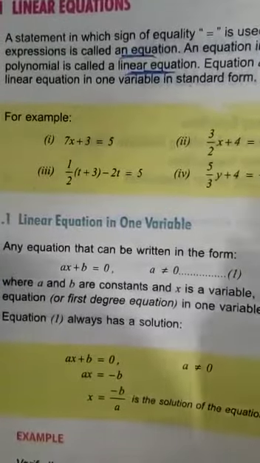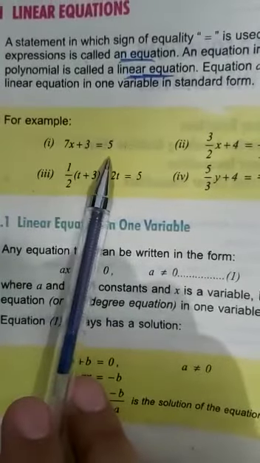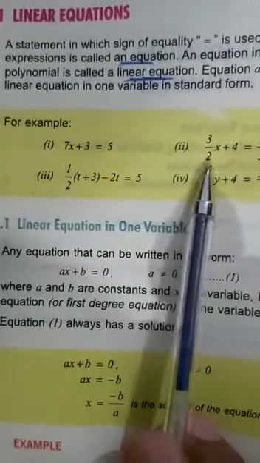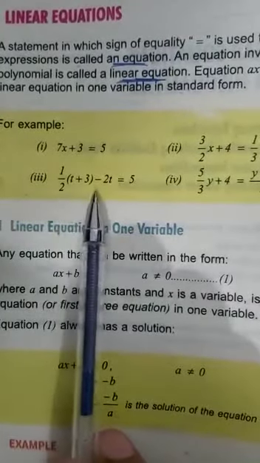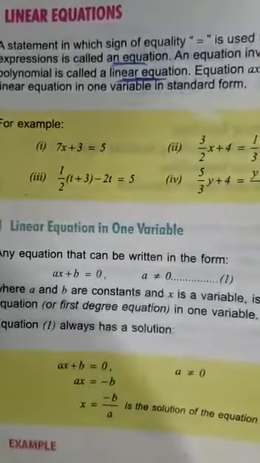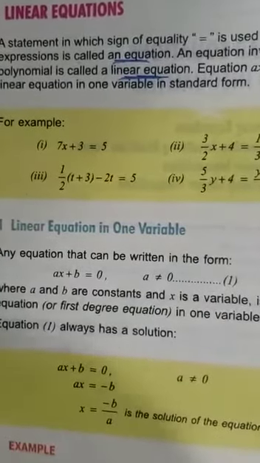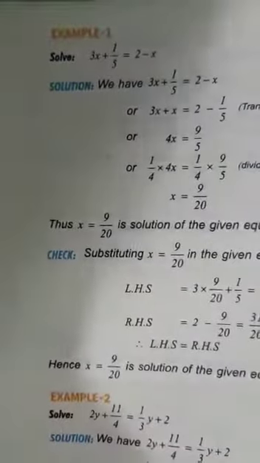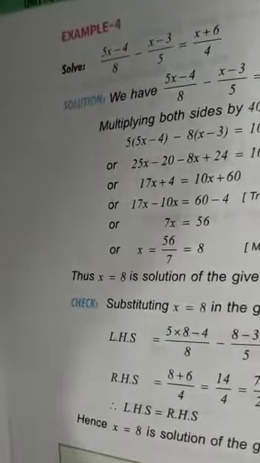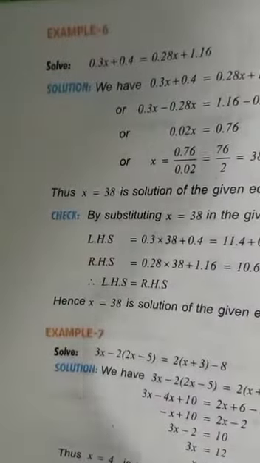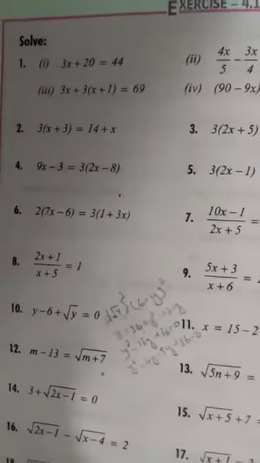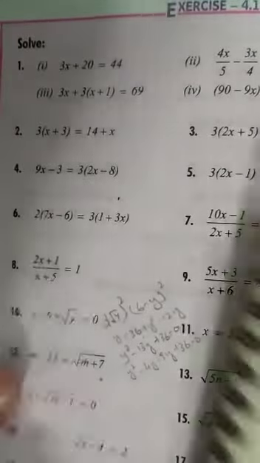Now see the examples. 7x plus 3 is equal to 5. 3 by 2x plus 4 is equal to 1 by 3. 1 by 2 into t plus 3 minus 2t is equal to 5. These are all equations. Now we are going to solve a few equations. Equations are basically algebraic expressions having the equality sign, and we solve them in exercises and in examples as well. So we will do the first question, that is exercise 4.1.